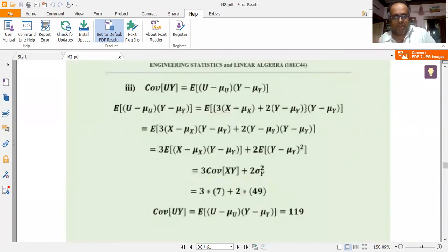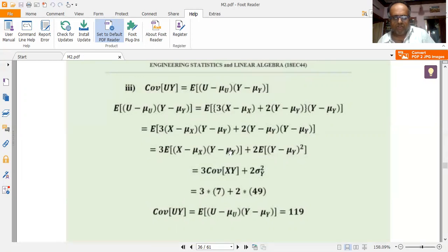Now, lastly, for this problem, I have to find the covariance of u and y. So covariance of uy is given by expected value of u minus mu u into y minus mu y. So multiply, but before doing it, note that u is equal to 3x plus 2y as per the given data. So adding and substitution gives me expected value of 3 into x minus mu x plus 2 into y minus mu y multiplied by y minus mu y. Or further simplification gives me 3 into expected value of x minus mu x into y minus mu y plus 2 into expected value of y minus mu y the whole square.